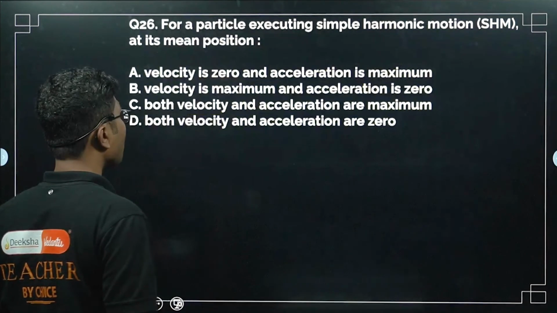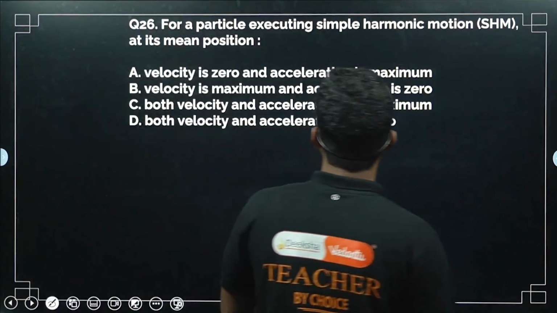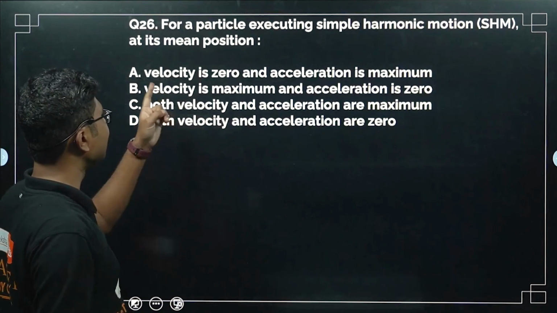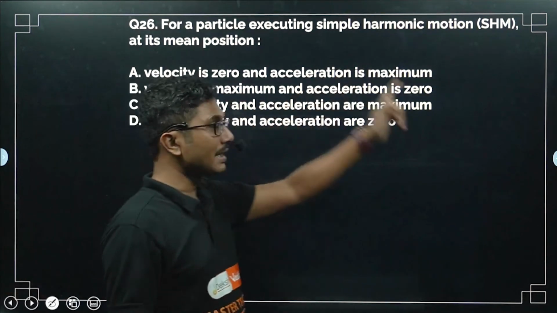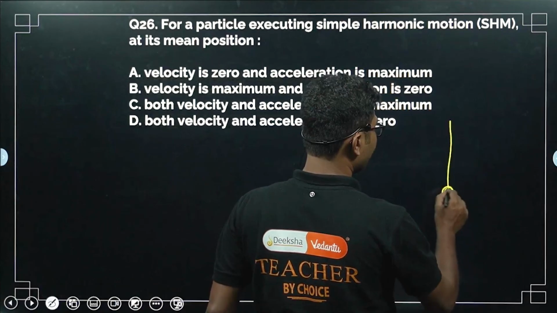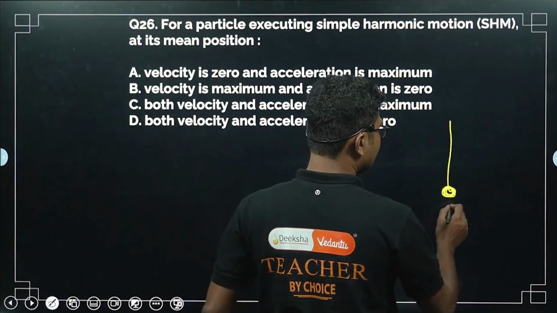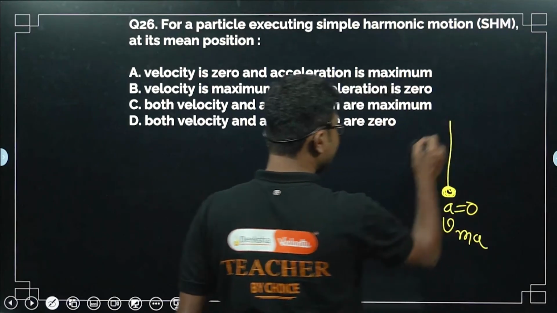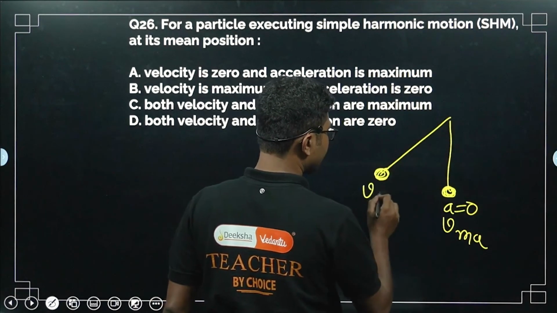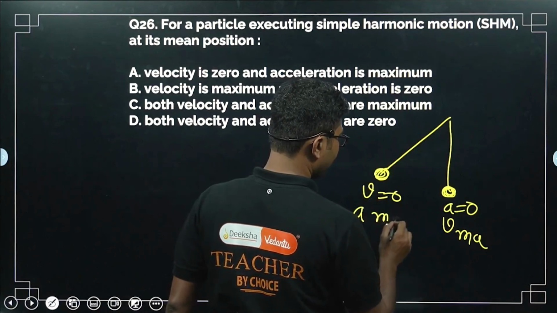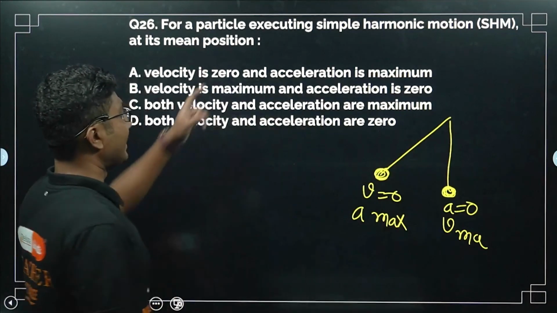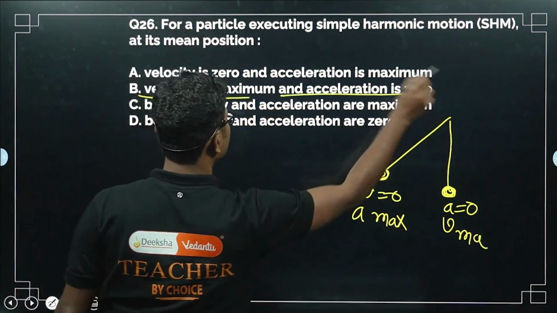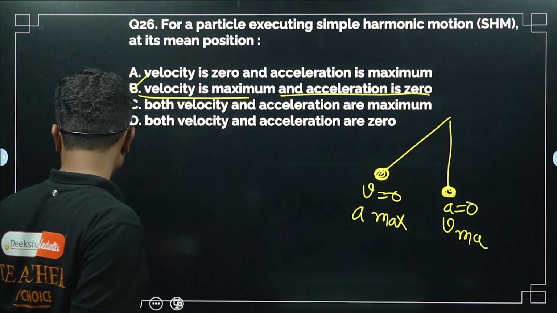Now, for a particle executing simple harmonic motion at its mean position, what are all the correct options? Velocity is 0 and acceleration maximum. Remember that at mean position, the only thing that is 0 is acceleration, whereas velocity is maximum. Whereas at the extreme position, velocity is 0 and acceleration is maximum. Right? So it is said at the mean position. So at the mean position, velocity is maximum and acceleration is 0. So the correct option is B. All the other options are incorrect.